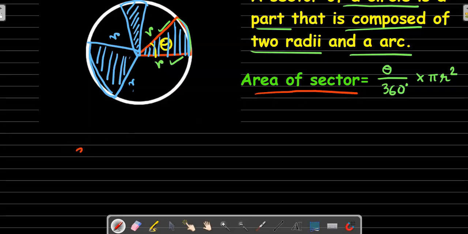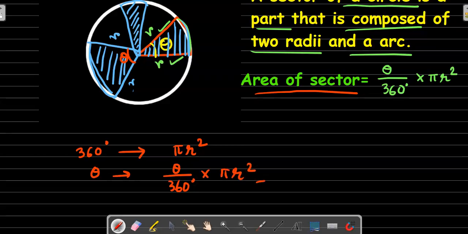In a circle, the whole angle is 360 degrees. For a 360 degree angle, the area of the circle is pi r square. Now suppose the angle of the sector is theta. So for angle theta, the area will be theta by 360 degrees into pi r square. So this is the area of a sector: theta by 360 degrees into pi r square.